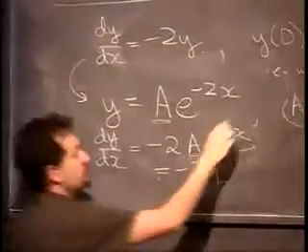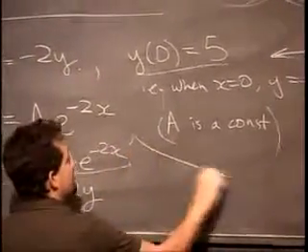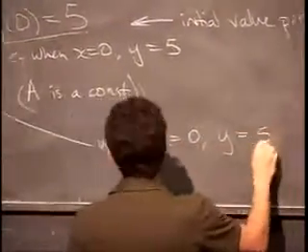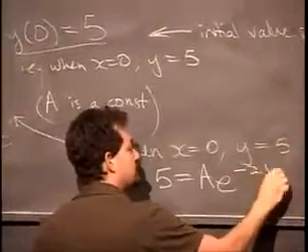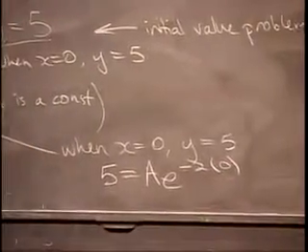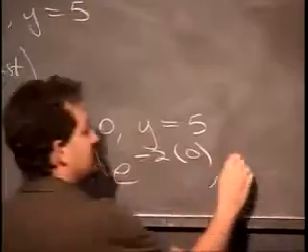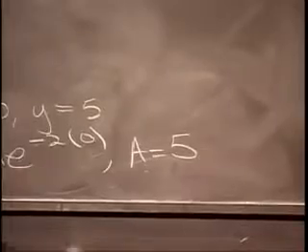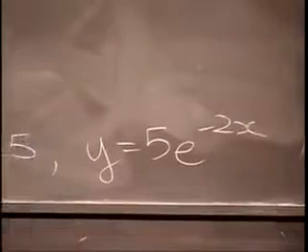But if we have an initial value problem, we can find out what the constant is by substituting into this when x equals 0, y equals 5. So this means that 5 equals a e to the minus 2 times 0. Right, I just took this solution here, and I plugged in y equals 5, x equals 0. And, of course, e to the 0 is 1, so this tells me that a equals 5. So the constant, which I didn't know, now I know, and in particular, y is 5e to the minus 2x. And that's the only solution.